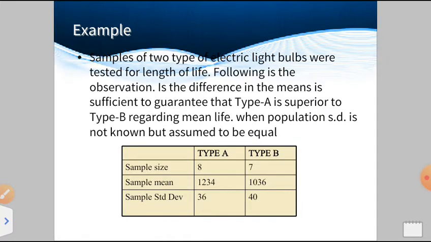Let us take one more example. Here we have been provided with the sample sizes 8 and 7.